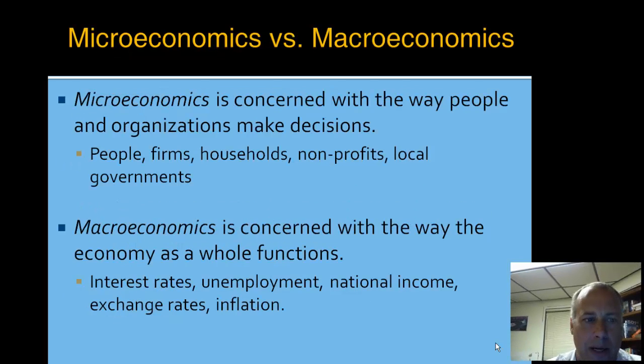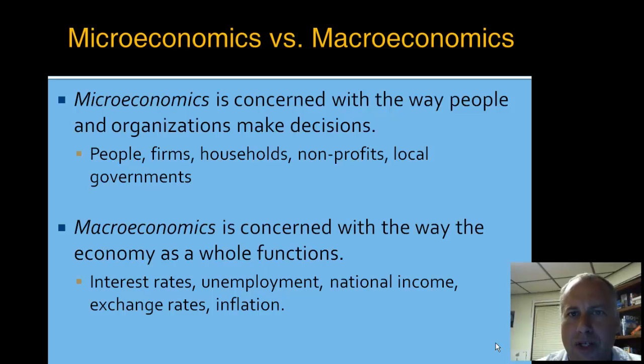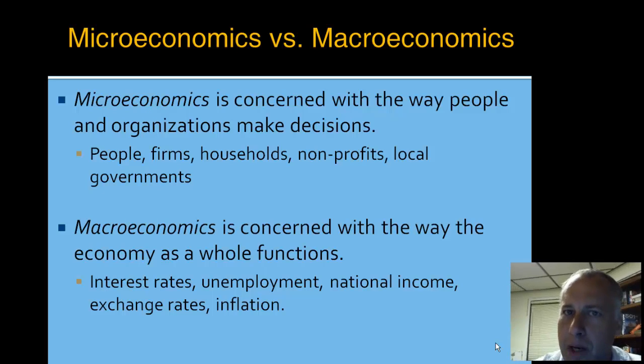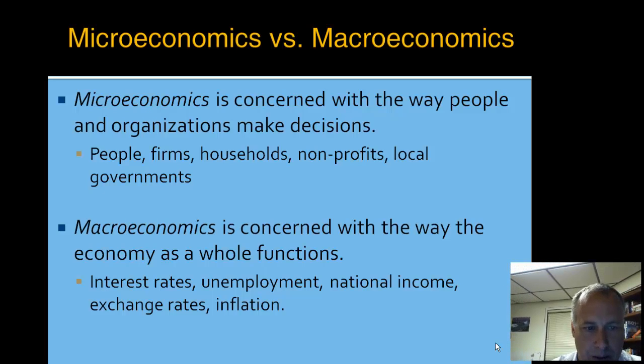Microeconomics versus macroeconomics. Microeconomics is concerned with how people make decisions and how people make choices, or how firms make choices. We concern ourselves with the decisions of households. How much of a good do they want to consume? Or the decisions of firms. How much of a good do they want to produce?